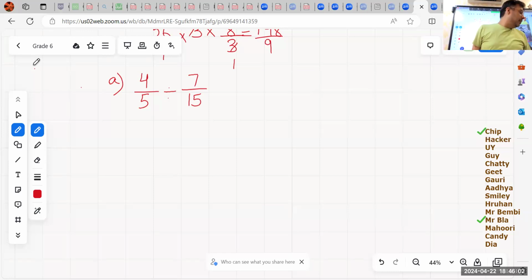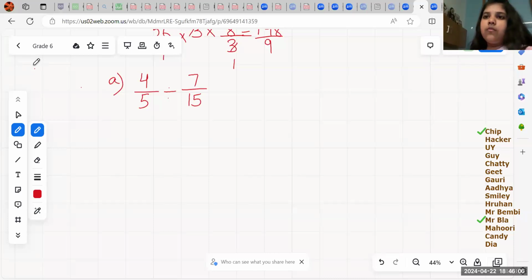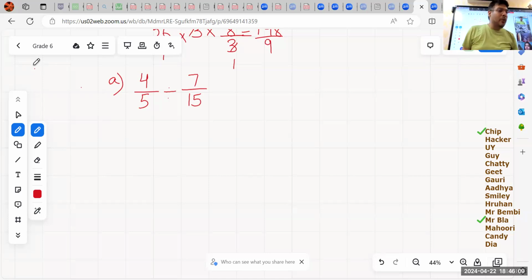Some of you made the simplification mistake. Smiley, you also mixed it up, beta. In multiplication we don't do the reciprocal, we just do the reciprocal in division. You have to understand the logic, otherwise you will get so many crosses.